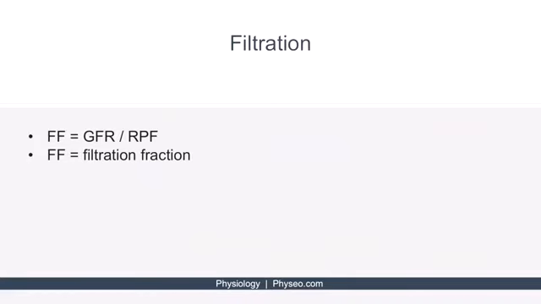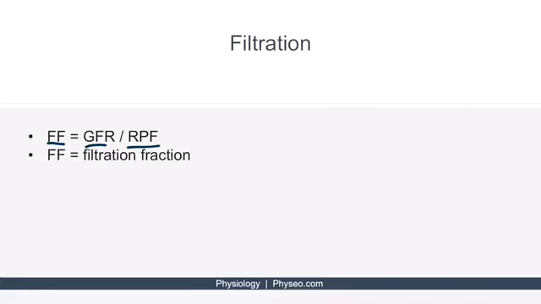Okay, moving on to filtration fraction, or FF. Filtration fraction is glomerular filtration rate divided by renal plasma flow. Conceptually, filtration fraction is the percentage of plasma that's filtered through the glomerulus compared to the total plasma that reaches the kidneys. Let's do an example.